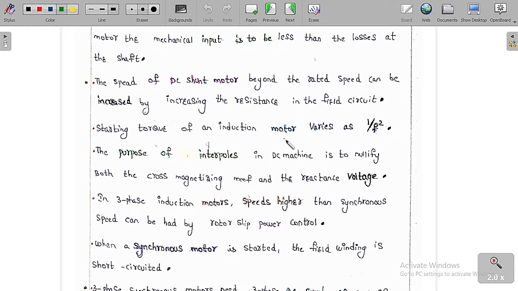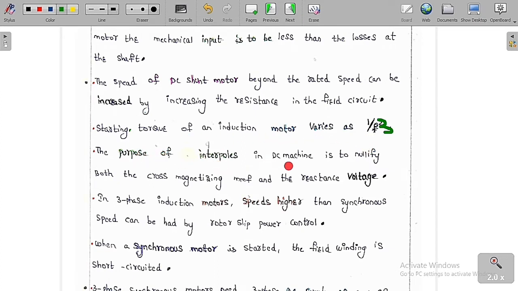The starting torque of an induction motor is proportional to 1 by f cube, not 1 by f square. The starting torque of an induction motor varies as 1 by f cube.